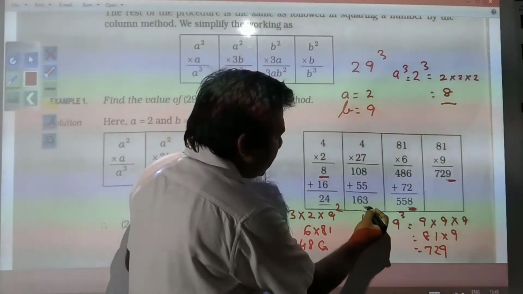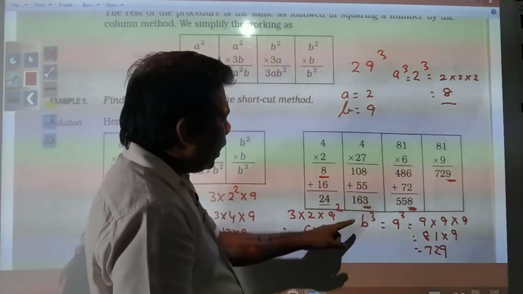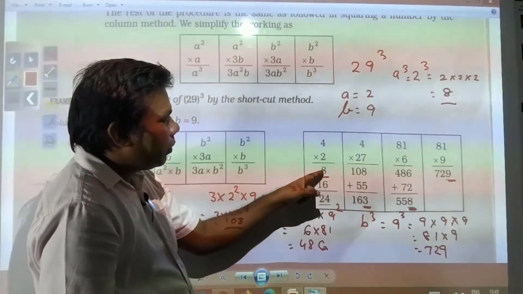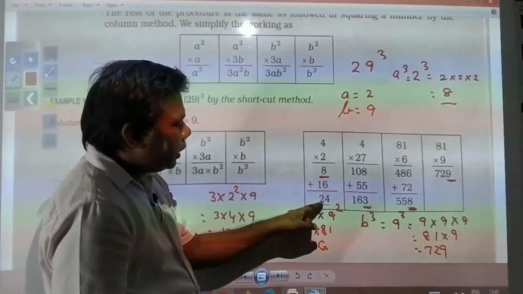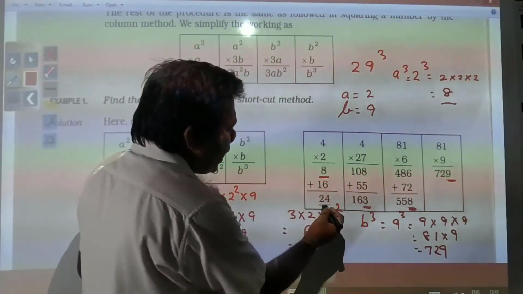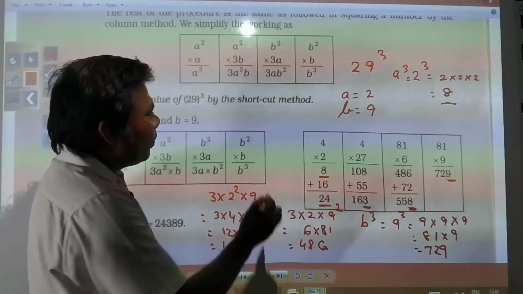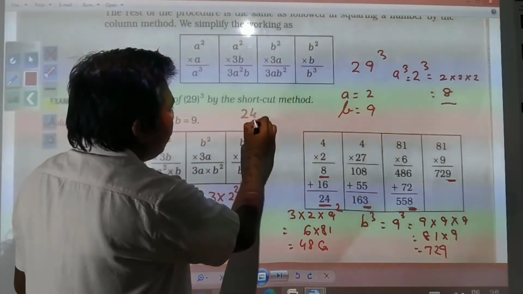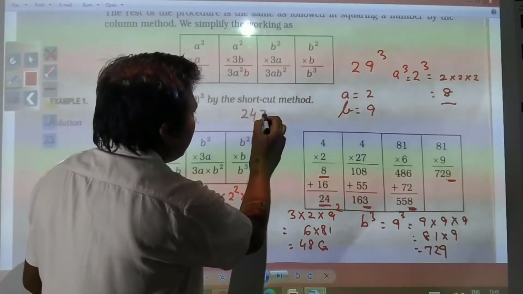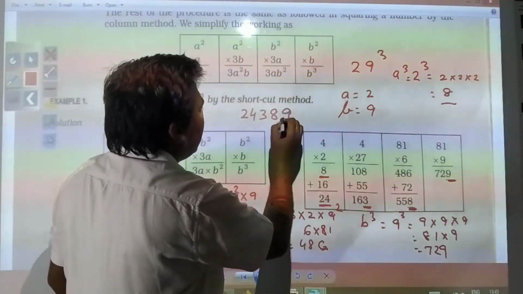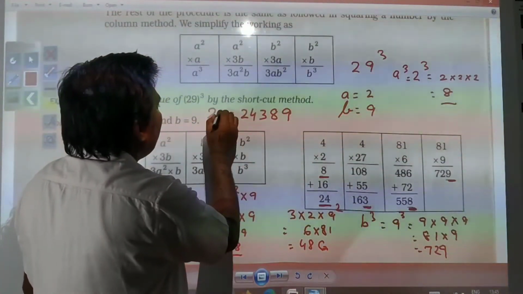Again the ones digit is required to be underlined, and this 16 is required to be taken over here and added. So 8 and 16 you have got 24, and at last whatever digit you have got is required to be underlined. So finally you have got 24389. So this is the cube of 29.